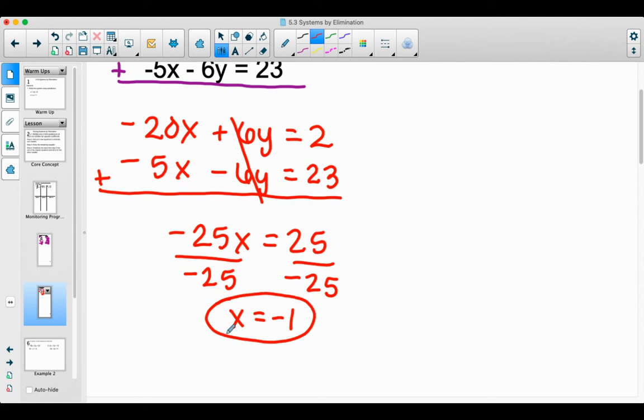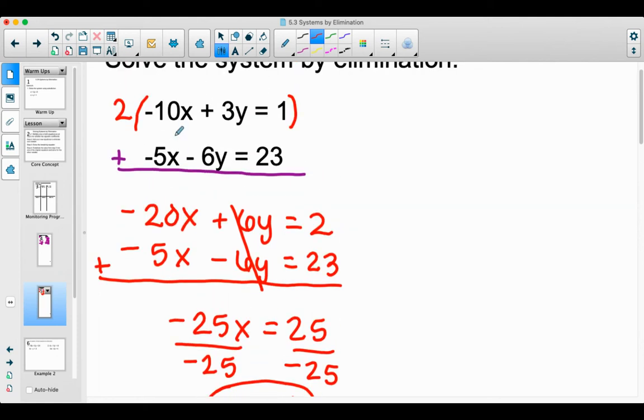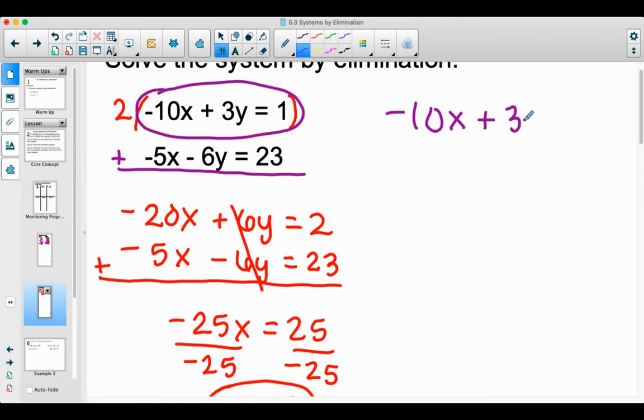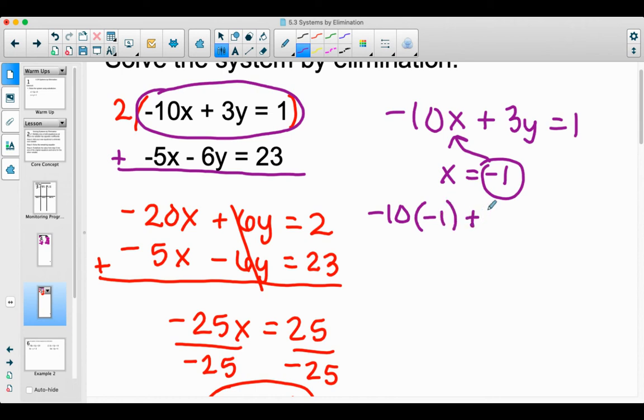But now that I know x, just like we did in the previous video, I can come back up here and plug x into one of these equations. So I'm just going to pick one, and let's just plug it into this top equation here. So we have negative 10x plus 3y equals 1. And since we just found x to be negative 1, I can take this negative 1 and I can plug it in for x here. So I'm going to have negative 10 times negative 1 plus 3y equals 1. When I multiply that together, I get 10 plus 3y equals 1.